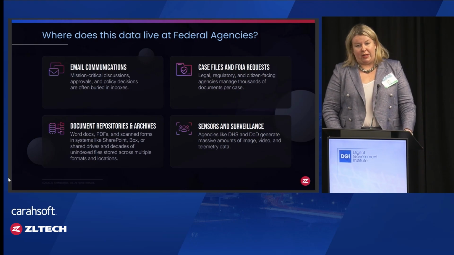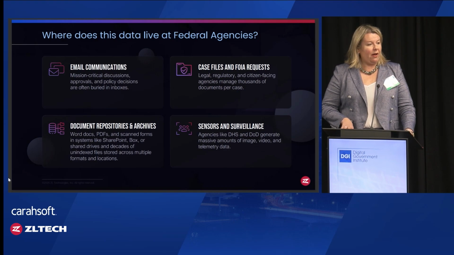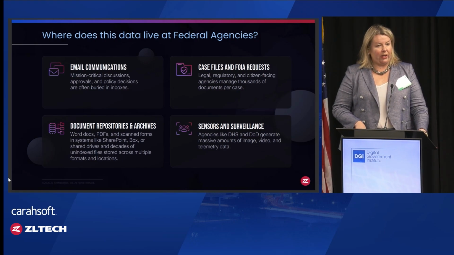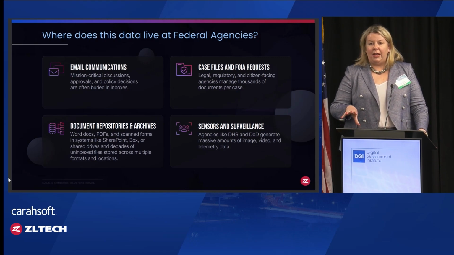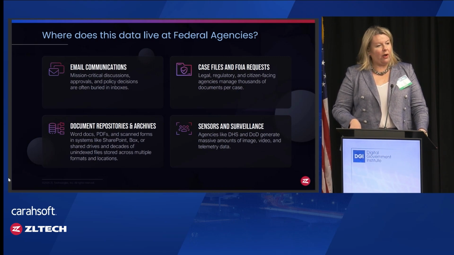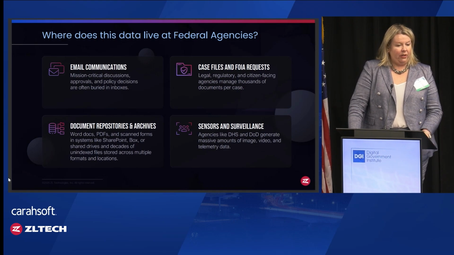So that leads us to the discussion about where does this live at your agency? Where does this live at your company? It's not just a federal agency. So you have email communications that have mission critical discussions in them. They have approvals, policy decisions. You have case files that you've generated over the course of your litigation. You have those FOIA responses and requests. All of those things contain agency-specific information and intelligence. It contains information about the way that your agency specifically thinks about things. So this is really nuanced information beyond a spreadsheet.